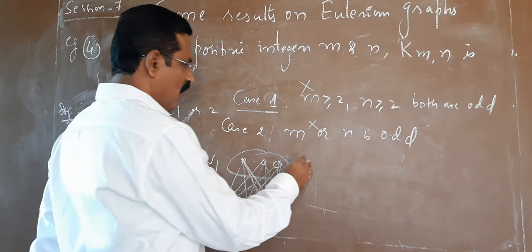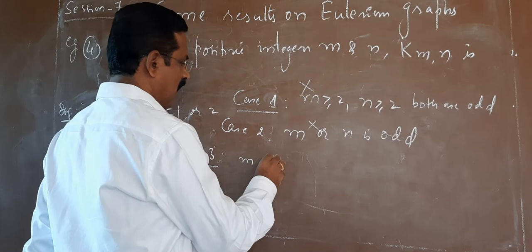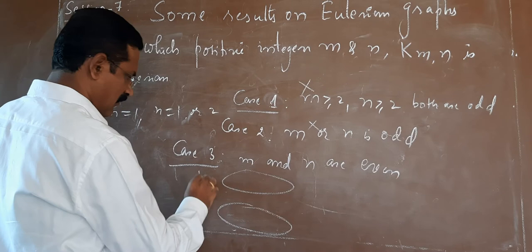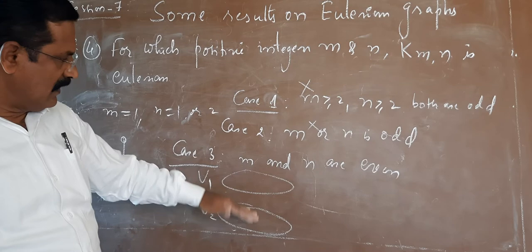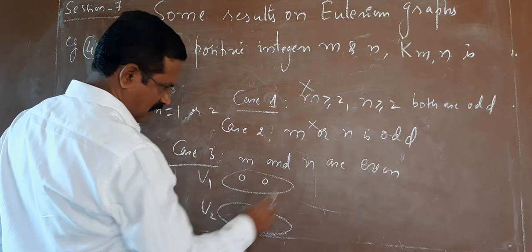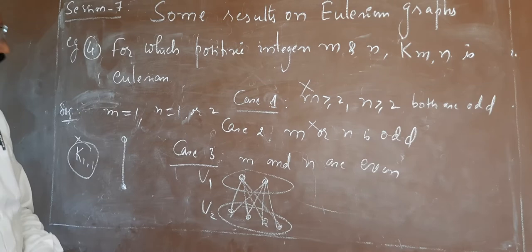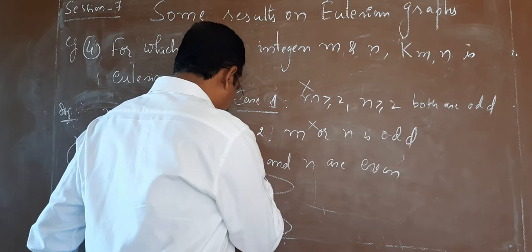Okay, so now we consider case 3, in which both M and N are even. If both are even, what happens? Again, in this set, an even number of vertices, and in this set also, an even number of vertices. Then every vertex, either in this set or in this set, is adjacent with an even number of vertices. It implies in both sets, every vertex is of even degree. Suppose I consider two vertices on each side, because M is even and N is also even: 1, 2, 3, 4. Now this vertex is adjacent with all other vertices of the other set. Again, similarly, this vertex is adjacent with all other vertices. Now if you observe the degree of every vertex, it is 2, 2, 2. So therefore, only in this case, we will get an eulerian graph.